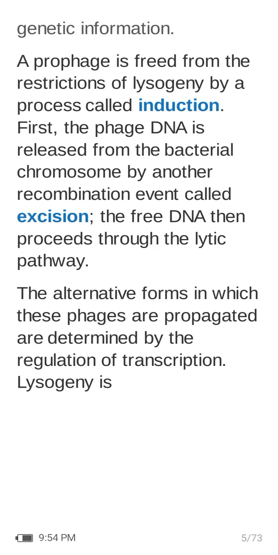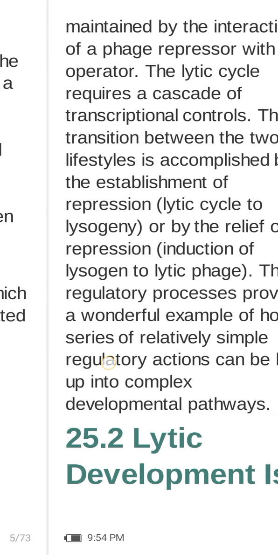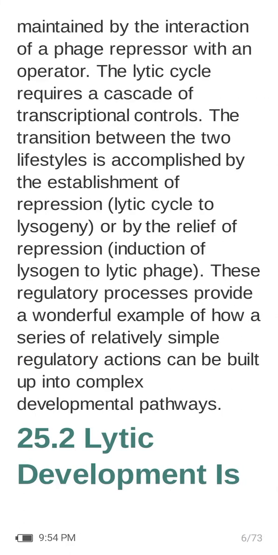So a prophage is released from the restrictions of lysogeny by a process called induction. First, the phage DNA is released from the bacterial chromosome by another recombination event called excision. The free DNA then proceeds to the lytic pathway. The alternate forms in which these phages are propagated are determined by the regulation of transcription. Lysogeny is maintained by the interaction of a phage repressor with an operator. The lytic cycle requires a cascade of transcriptional controls. The transition between the two styles is accomplished by the establishment of repression, lytic cycle to lysogeny, or by the relief of repression, induction of lysogeny to lytic phage.